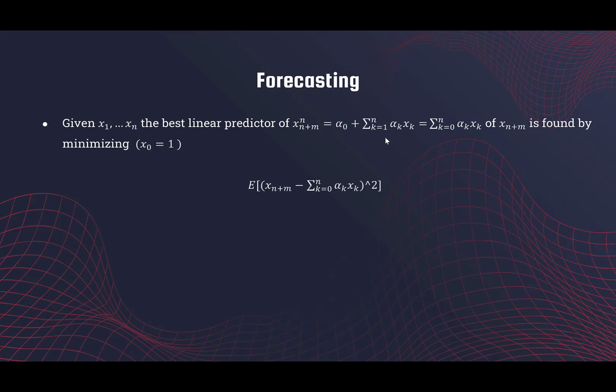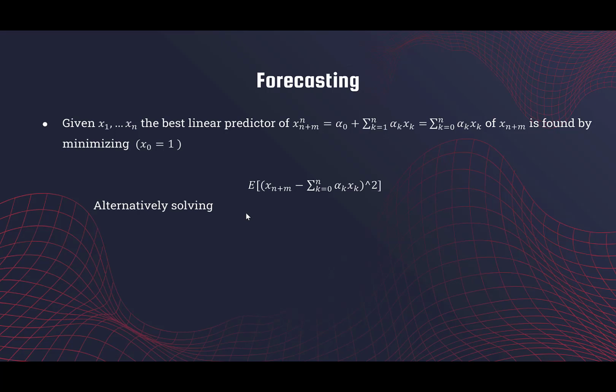Remember the BLPs: we want to minimize the mean square prediction error, which is this. This is what we want to predict, x_{n+m}, and the predicted value of x_{n+m} will be this linear combination. So I have this here, and we want to find all of these alphas to minimize this error.